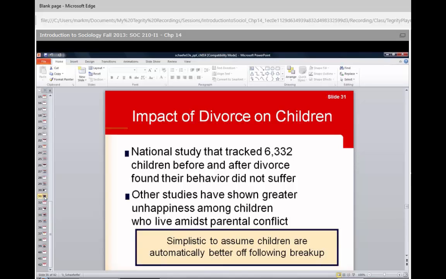All right, so one study on our next slide tracked over 6,000 children before and after divorce and found that their behavior did not suffer. So that is a pretty good sample size. Other studies have shown other things, and some of those show that if it's an unhappy household, then generally children blame themselves or suffer, with all types of negative effects that extend not just while at home but into later life. So maybe the solution there is to end the disharmony, but not the family unit. So that's maybe a comment there at the bottom, that just assuming that children are better off following a breakup is maybe not as guaranteed as has been thought in the past.